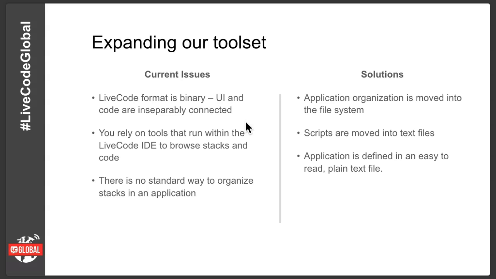And lastly, if we look at the problem of how do we organize all of our assets, all of these stacks, everything that our app is made up of, how do we bring those together in a way that we can define what the application is? Well, let's move the definition for an app into an easy to read plain text file. Again, that plays well with version control. You'll see I chose YAML as the format for the configuration files.